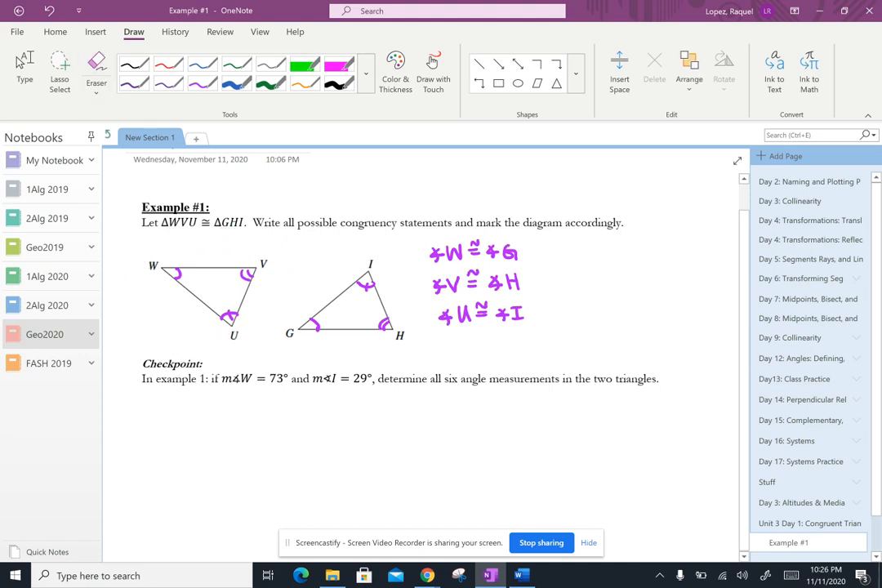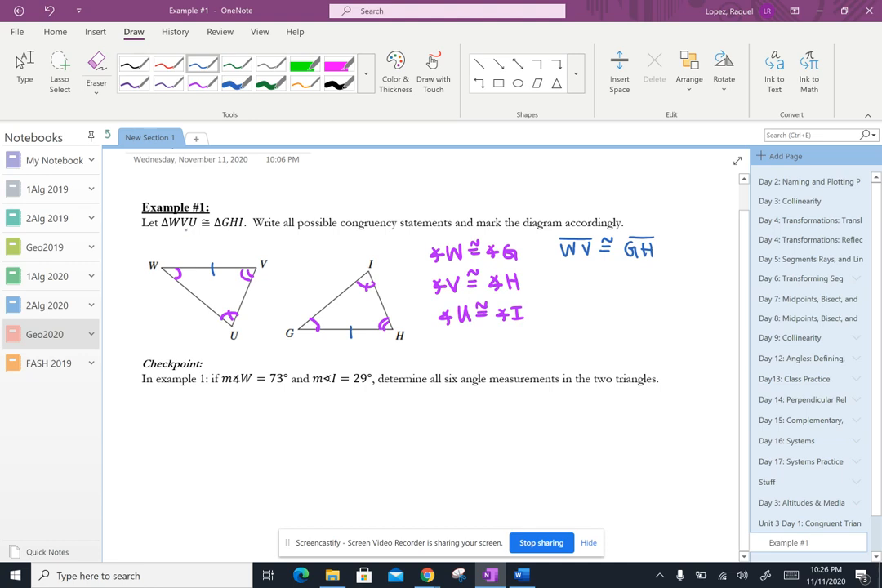Okay, let's move on to our congruency statement. So I'm going to switch colors here. So let's start off with saying WV are the first two letters in that triangle statement, and GH are the first two letters in that triangle statement. So we can say WV is congruent to GH. That's one tick mark.